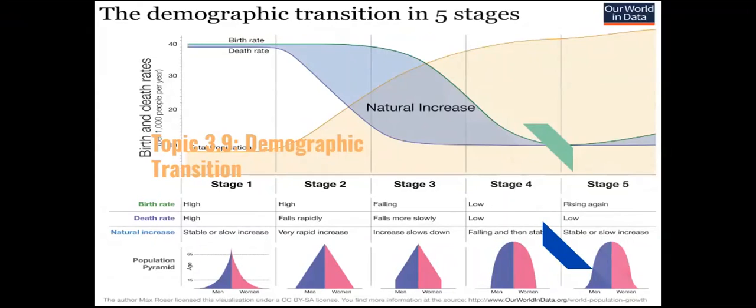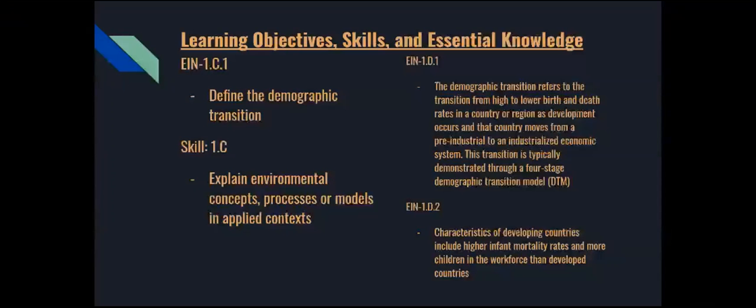In today's lesson, we're going to be going over the final topic of Unit 3, Topic 3.9, Demographic Transition. Now, our learning objective for this is going to be define what demographic transition is, and our skill is going to be able to explain environmental concepts.